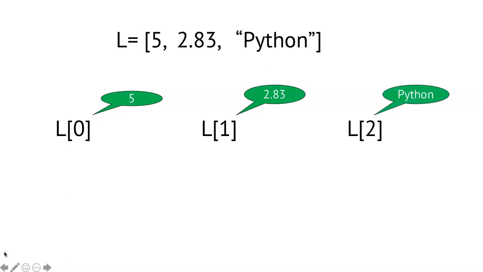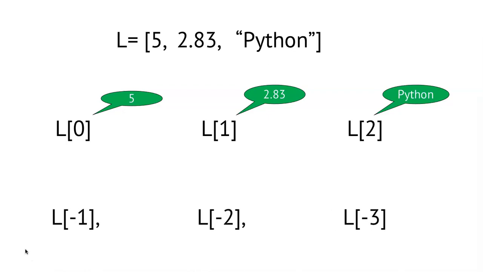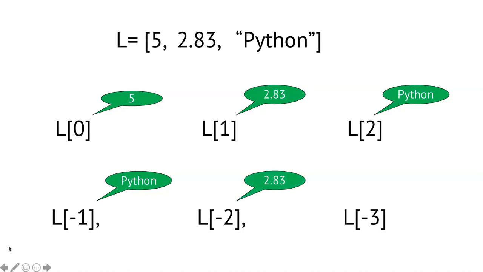Indexing can be done using a negative number also. So it can be L of -1, L of -2 and L of -3. L of -1 will return the last value of the list, that is Python. And L of -2 will return the second last value of the list, that is 2.83. And L of -3 will return the third last value of the list, that is 5.